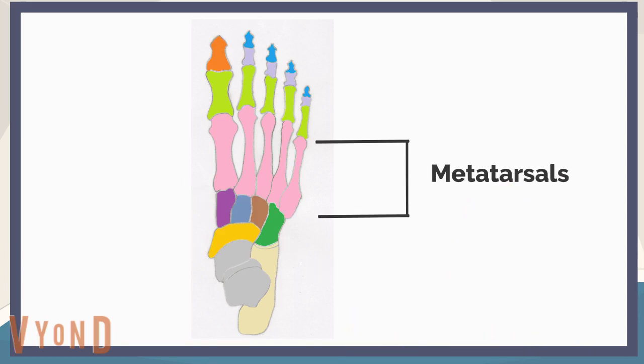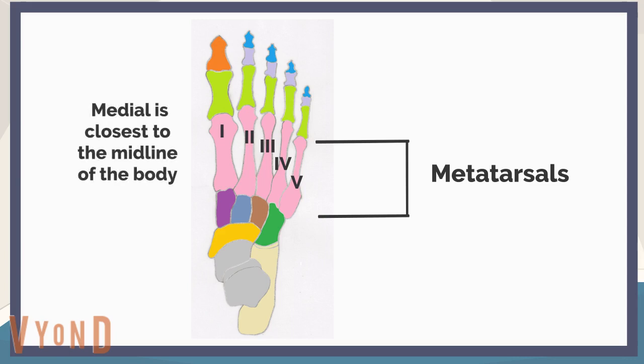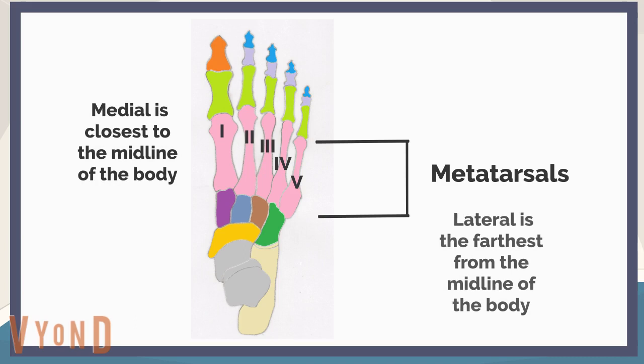The metatarsal bones form the middle part of the foot's arch and are important for supporting the weight of the body. They act like shock absorbers. There are 5 metatarsal bones in each foot indicated by Roman numerals, from the medial, that is closest to the midline of the body, to lateral, that is farthest from the midline of the body.